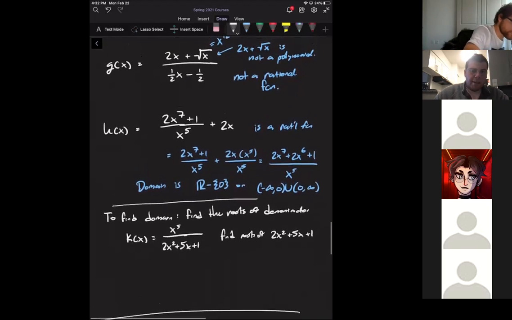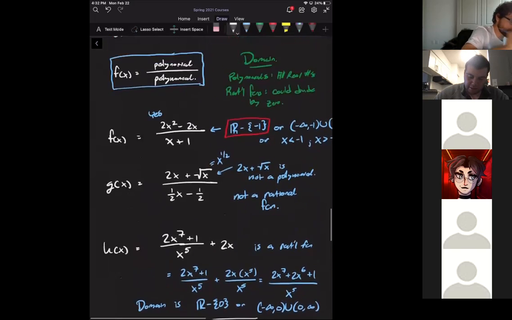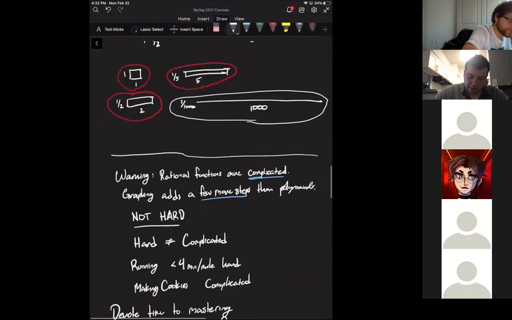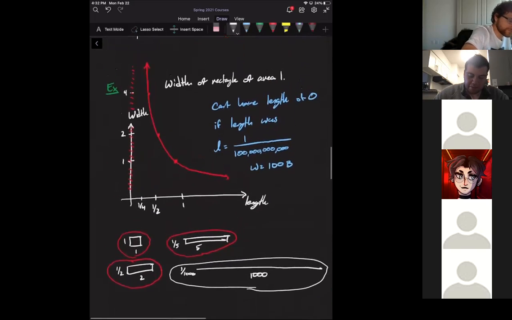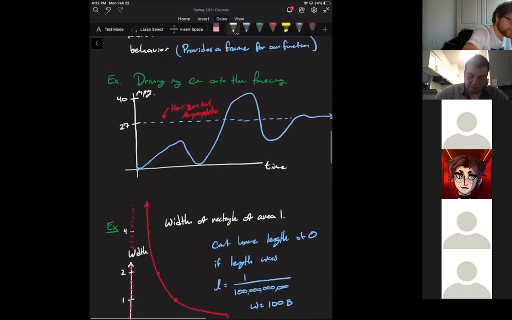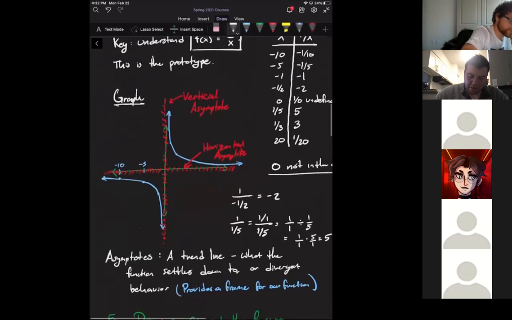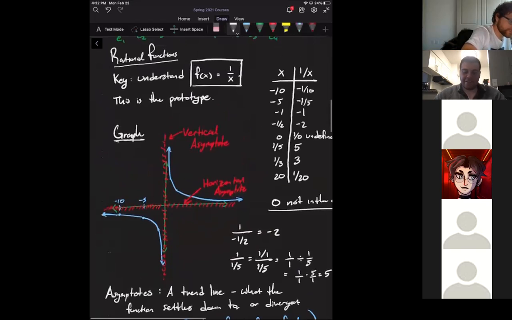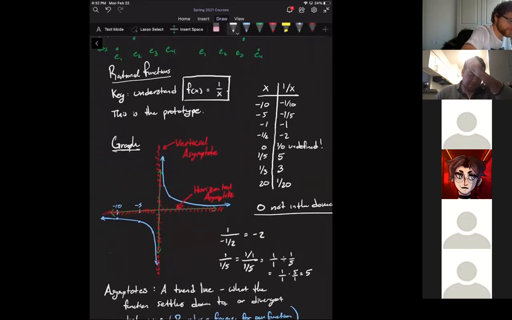Questions on the domain? This isn't a question on the domain, but I just am missing something in my notes. Can you go back up to the graphing portion so I can make sure I get the right stuff written down? Yeah. Which graphing portion? Where it was listed, like right there. Perfect. Thank you. All right, I got it. Thank you. All right. You're welcome.